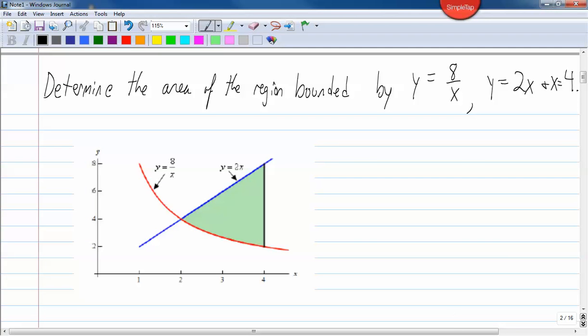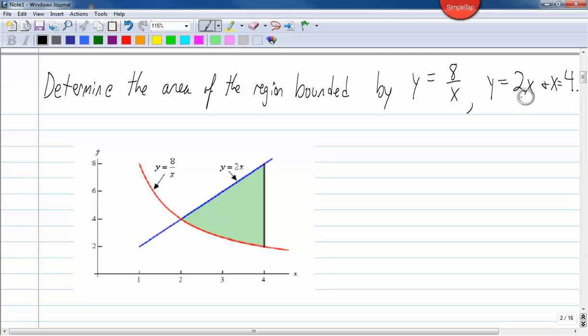Alright, so we have y equals 8 over x, which is this line. If I let x equal 1, y equals 8. If I let x equal 2, y equals 4. x equals 4, y equals 2, and so on and so forth. So I got a little rough sketch going there.